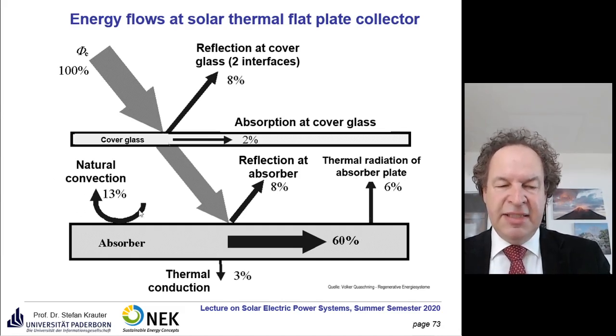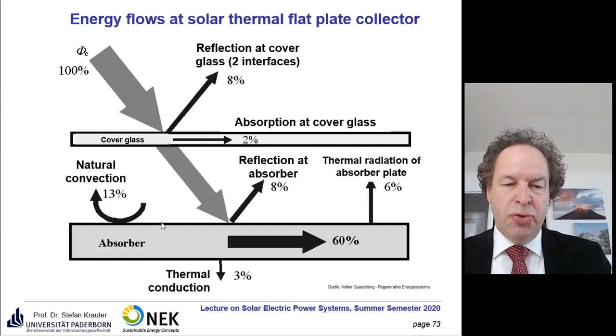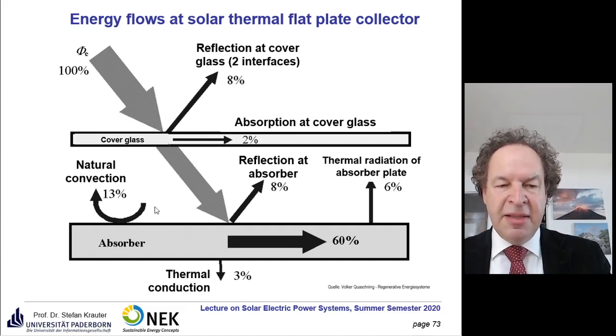Plus we have the natural convection losses. As I mentioned, cold air is heating up, it is lifted, the buoyancy occurs, and new cold air comes, and we have this natural convection flow here. You can eliminate that by taking away the air here. So if there's no air, there's no natural convection. This is called a vacuum collector. But on the other hand, you need a much thicker cover glass, or even a tube, in order to withstand the pressure.